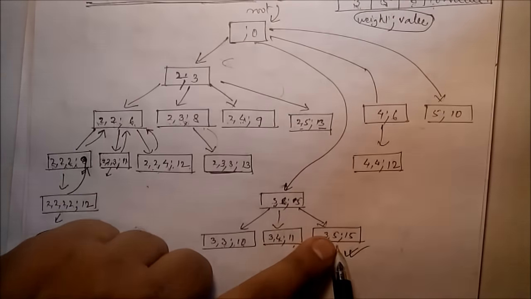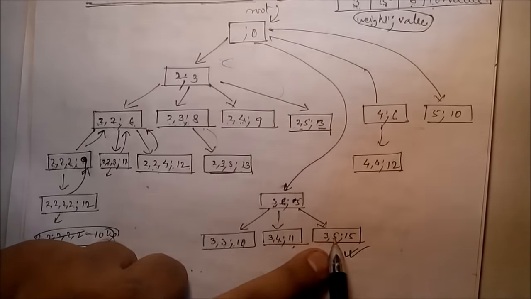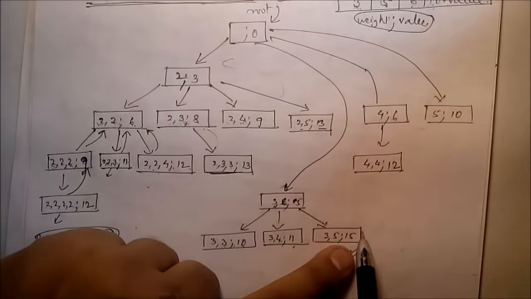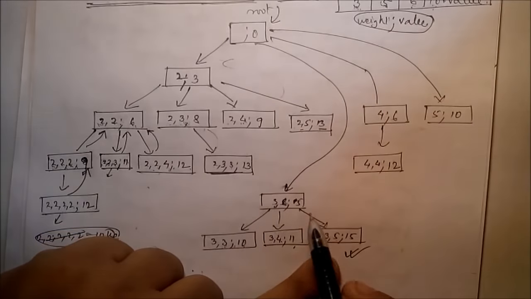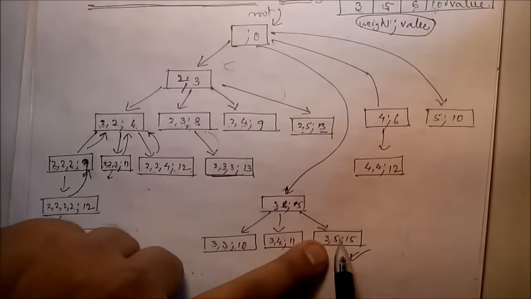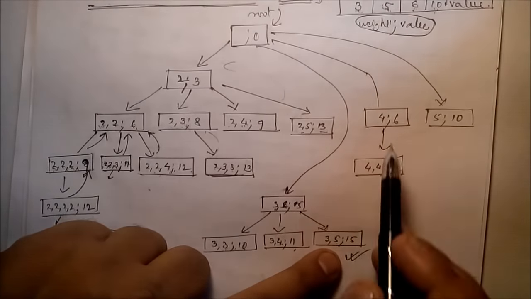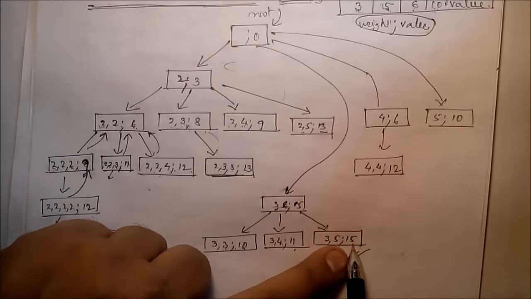Next. Can you take second item, fourth item? Yes, 3 plus 5. 3, 5. Yes, we can take it. Total is 8, and the value is 15. The value of 3 is 5, and the value of this one is 10. So 10 plus 5, it is 15.